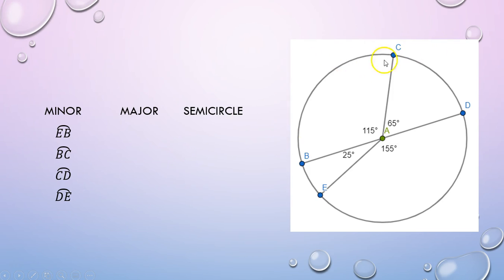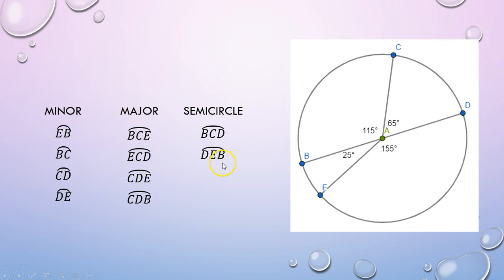Plenty of major arcs are available here. I just made a short list here. We've got B, C, E, so that's a huge one. E to C to D, that showed me which way I was going, so I was going in this direction. And then CDE is another one, and CDB is a fourth one, although there are probably several more that you could name.